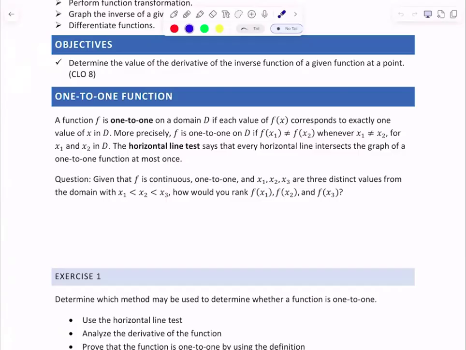One-to-one is very easy, like x cubed will be it. You have one value in the domain, you have one value in the range matchup. So that's one-to-one.